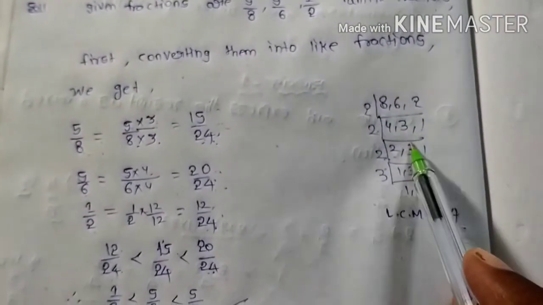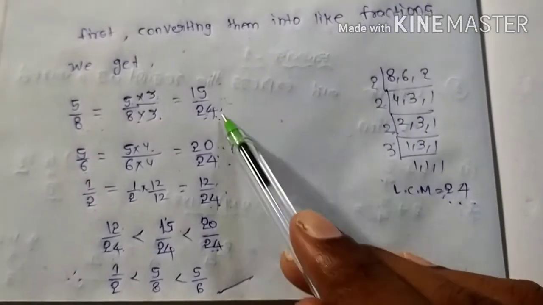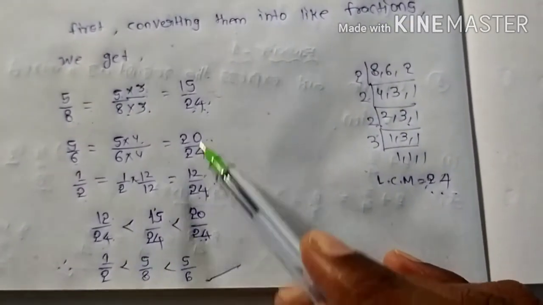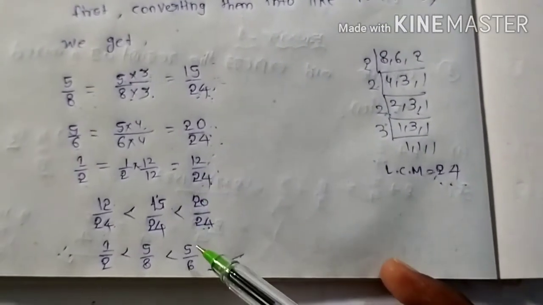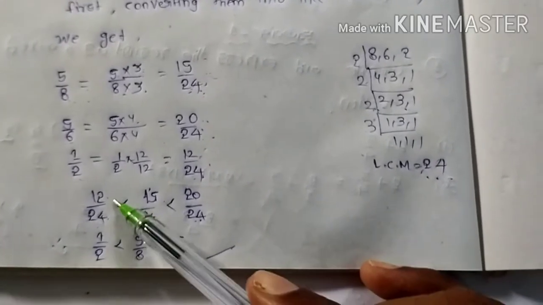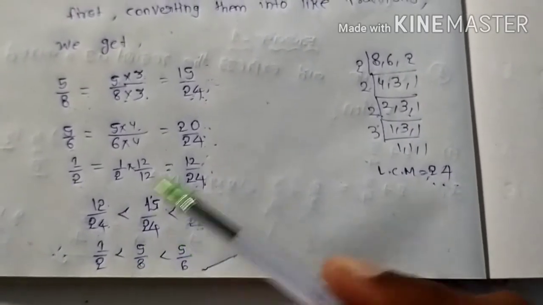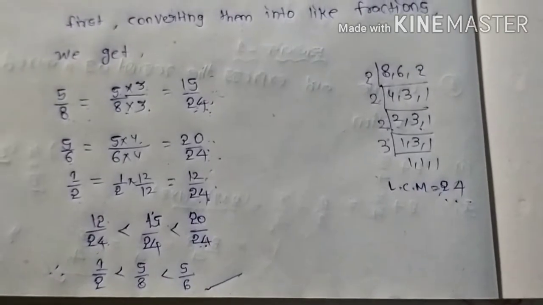Just remember, whatever it may be: first of all, find the LCM of the denominators. Then convert them into like fractions. Then compare and write from smallest to biggest number, that means 12, 15, 20. In this way, you can write the fractions.